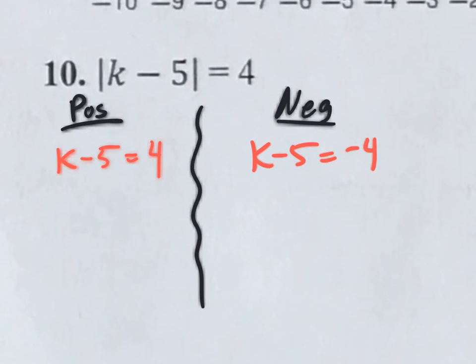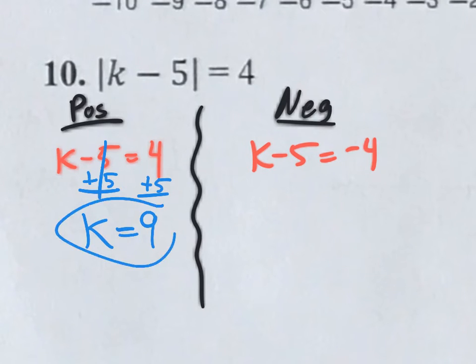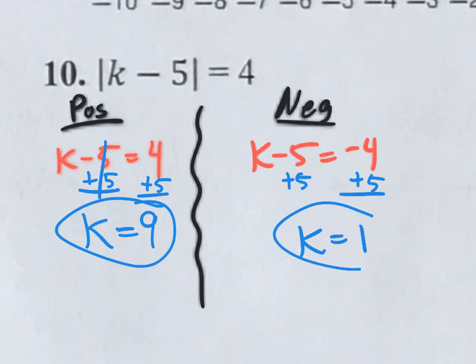So on the left side, I'm going to go +5 cancels, +5. You're going to have K equals 9. And the other one, add 5, add 5. That's like you owe $4, you have $5. K equals 1. So those are your two answers for number 10. And if at any point you have extra time, take that 9, plug it in. 9 take away 5 is 4. The absolute value of 4 is equal to 4. Take 1, plug it in. 1 take away 5 is -4. The absolute value of -4 is equal to 4.